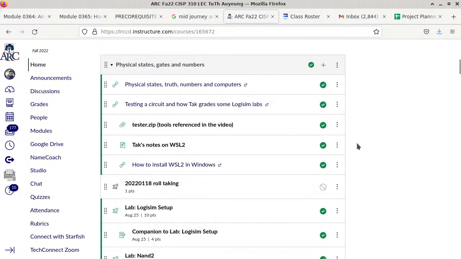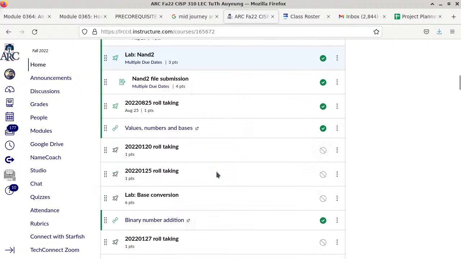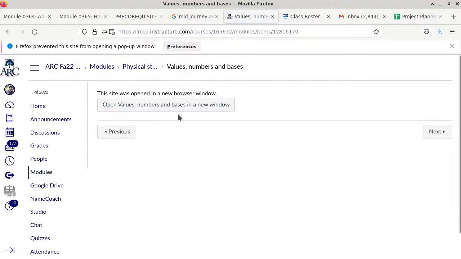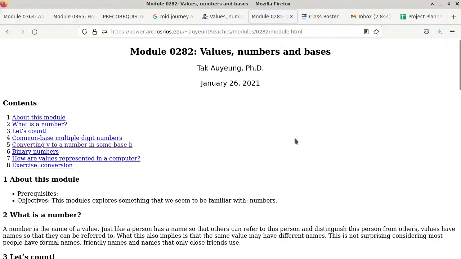All right, so we are now going back to base conversion, because that's where we left off last time. And if I remember correctly, I recommended all of you to read and finish this particular module. Is that correct? I think so. Okay. All right.